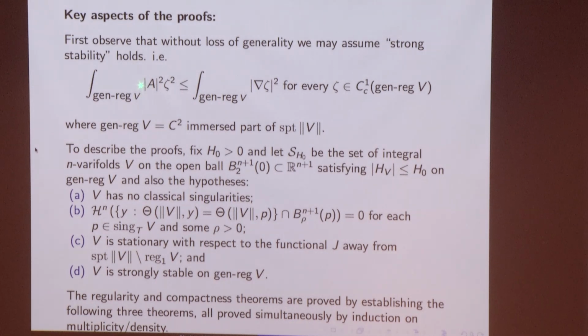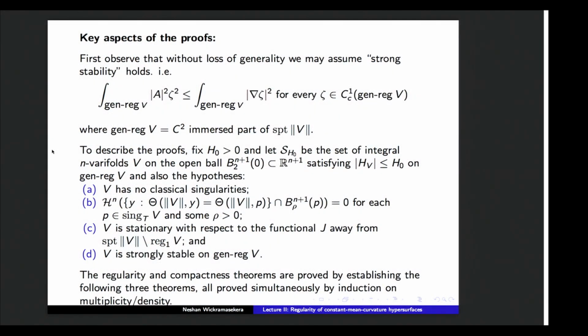So the first thing to observe is that you can assume strong stability. The stability condition for CMC is that the test functions you are allowed to plug into this have to have 0 average on the surface. And this is a condition you assume on the smooth part. So the second fundamental form is all classical, on the smooth, immersed part, right? Which we call the generalized regular set. That means the embedded part and the C2 touching part. C2 is assumed here when you check the stability.